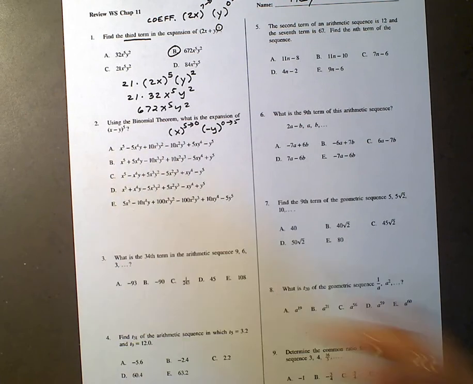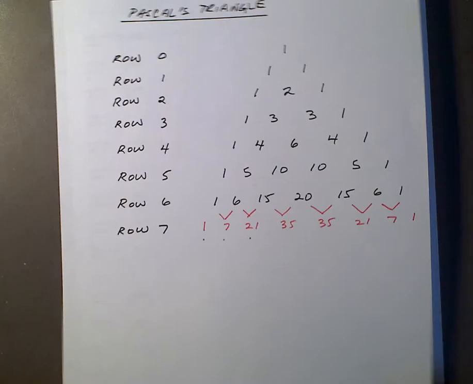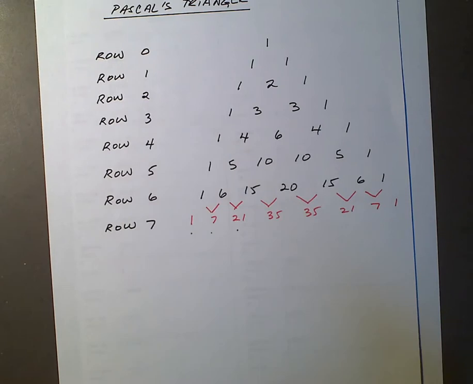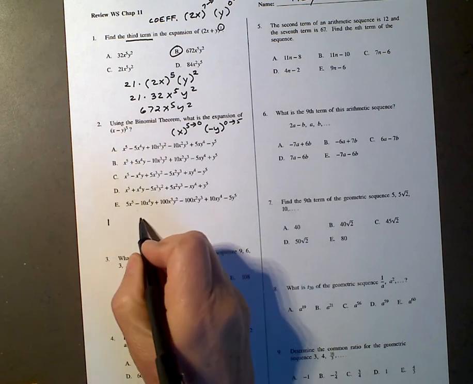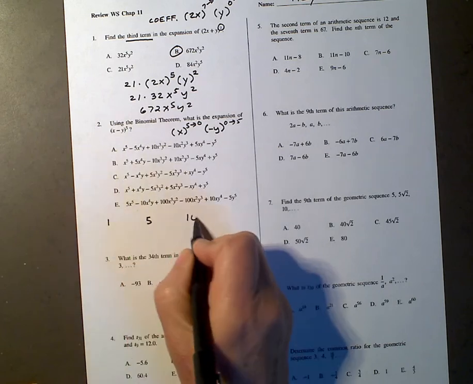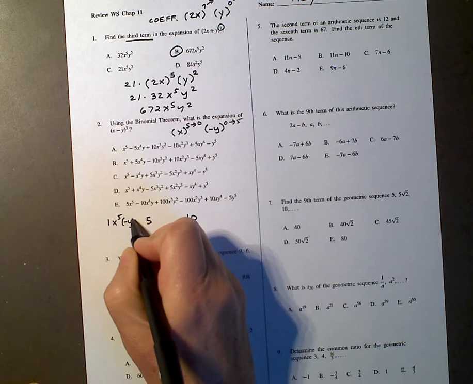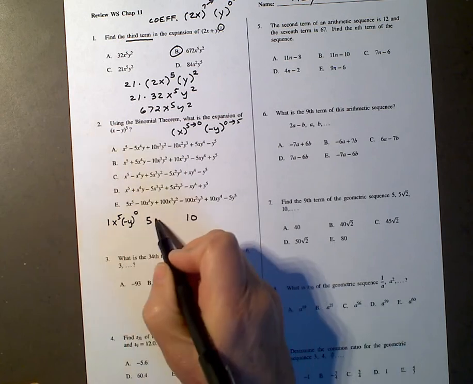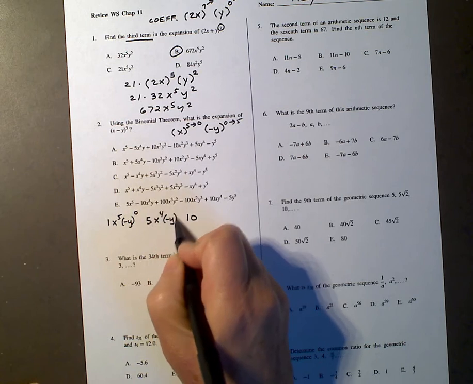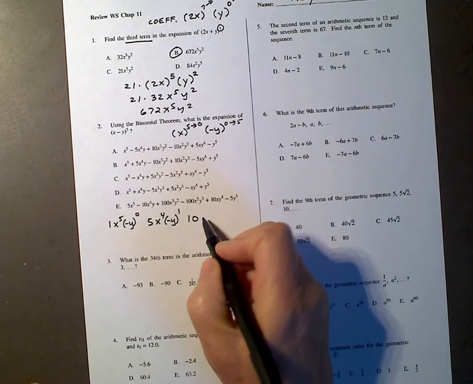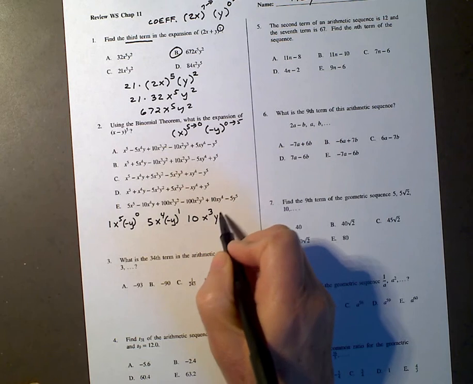So let's look at the coefficients for these. For row 5, my coefficients are going to go 1, 5, 10, etc. And I notice that these are different by the second term, so I'll just generate the first 3 terms. So on this we get x to the 5th, negative y to the 0. And on our second term we'll have the coefficient of 5 times x to the 4th, negative y to the 1st. And our third term will have a coefficient of 10, x to the 3rd, y to the 2nd.